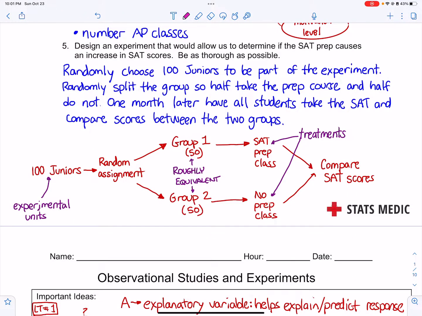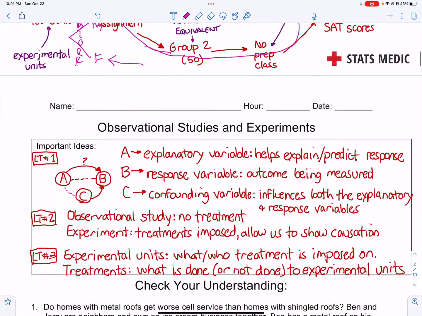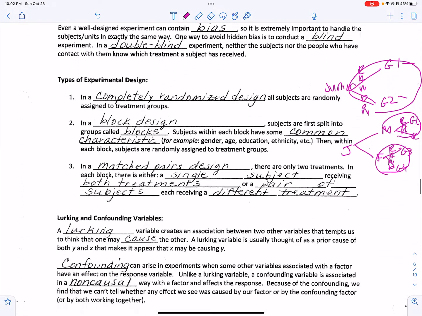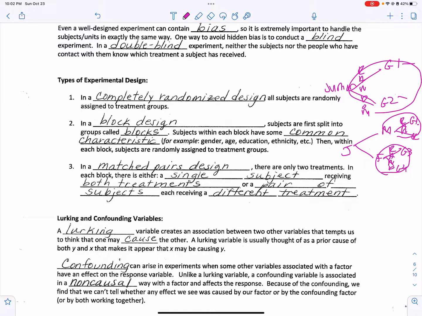So instead of it just being juniors, before I randomly assign them, I would block them, and I would assign males here and females here. And basically, I would take this identical experiment that I did for males and do it for females. The reason I would do that is, let's say I found that males are responding differently to SAT prep than females, and so I wanted to compare males to males and females to females.